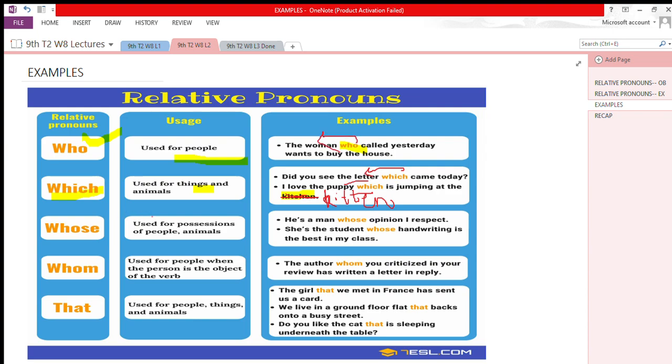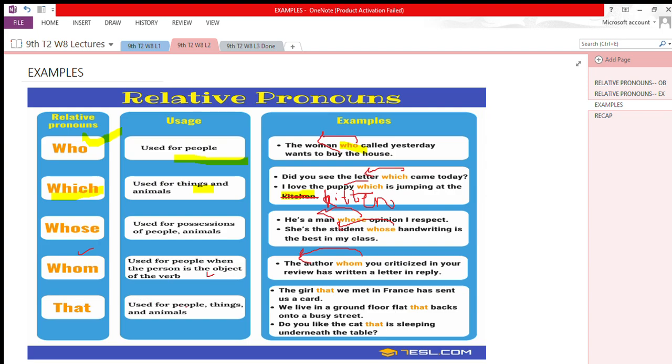Okay. Whose is used for possessions of people and animals. He is a man whose opinion I respect. Whose, that man's opinion. She is the student whose handwriting is the best in my class. Whose refers to the student. Whom refers to people when the person is the object of the verb. Now see, the author whom you criticized in your review has written a letter in reply. Whom refers to the author.